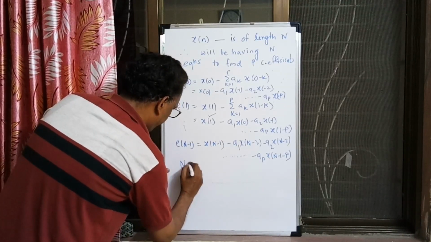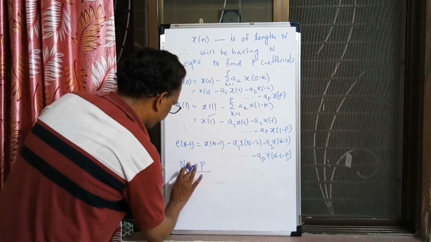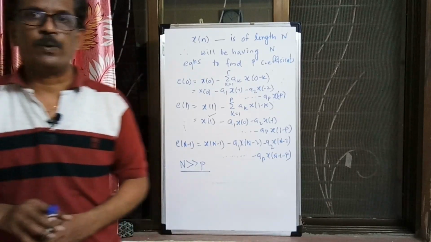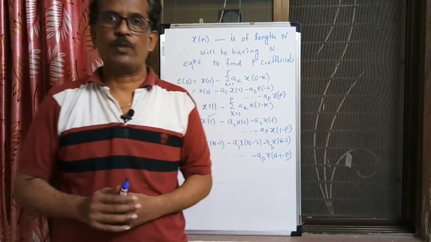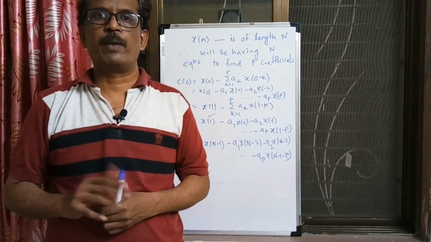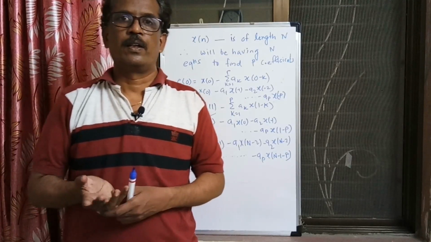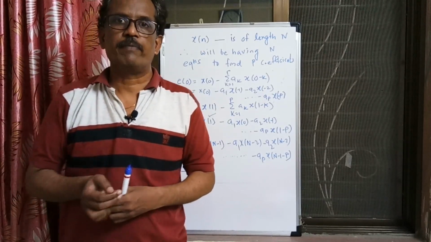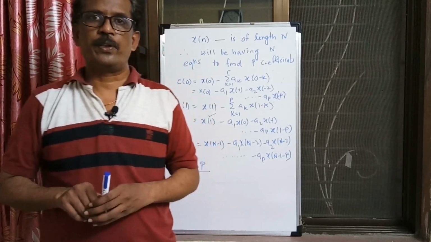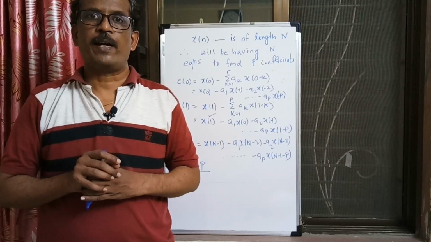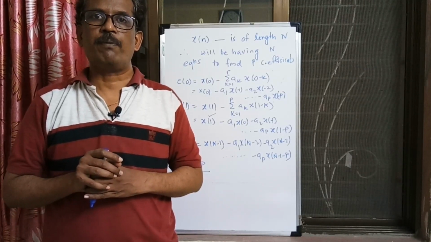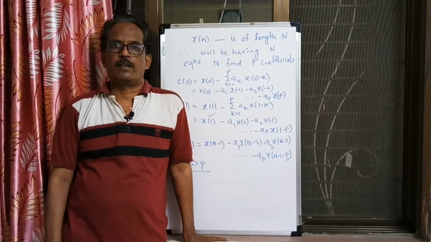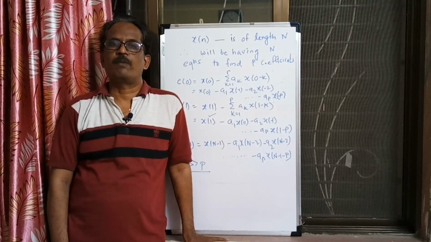Here N is very much greater than p, and p is very small. As I told you, N may be in the order of 10,000 or 20,000. The signal x of n may be a speech signal, an ECG signal, a time series, rainfall data, or data from the stock exchange. After having these N equations, our objective is to find the values of a1 to ap. Let us write these equations in terms of vectors and matrices, and after that we will see how we can solve them.